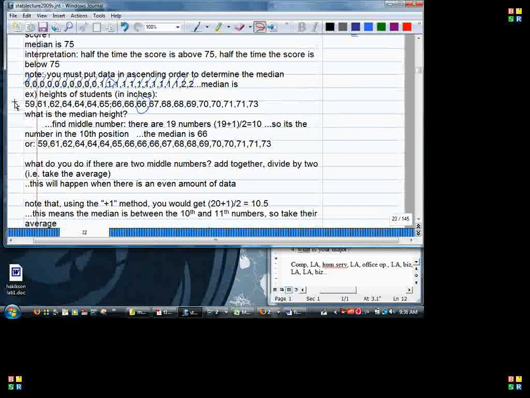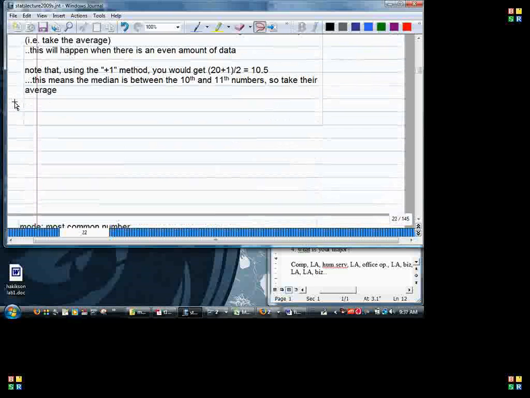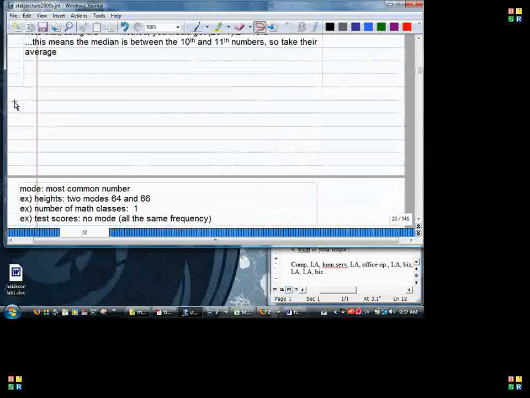Now, what about with the other example that I gave? Your scores were 71, 75, 84. What's the mode? All of them, none of them. Typically we say none of them. If every number appears the same amount, then you could either say they're all the mode or none of them are the mode. We're going to say none of them are the mode.